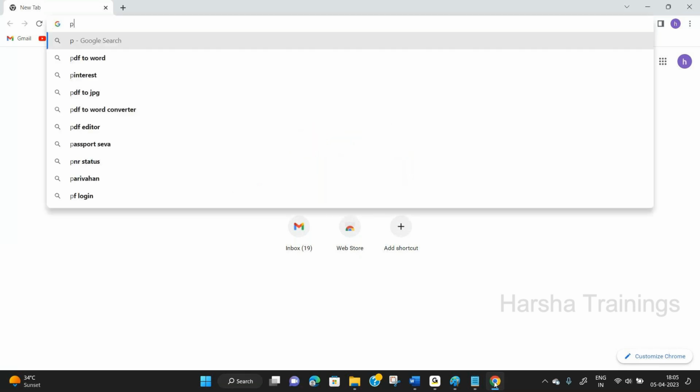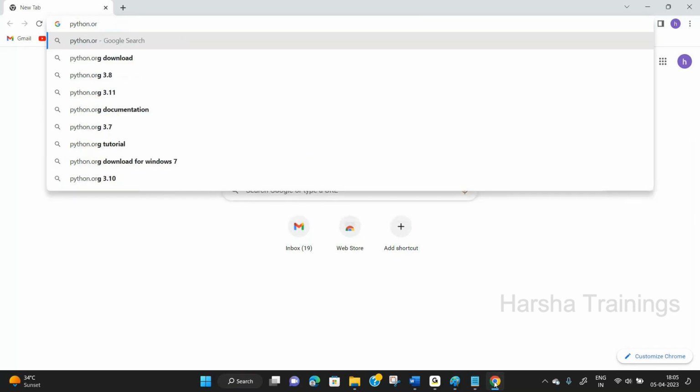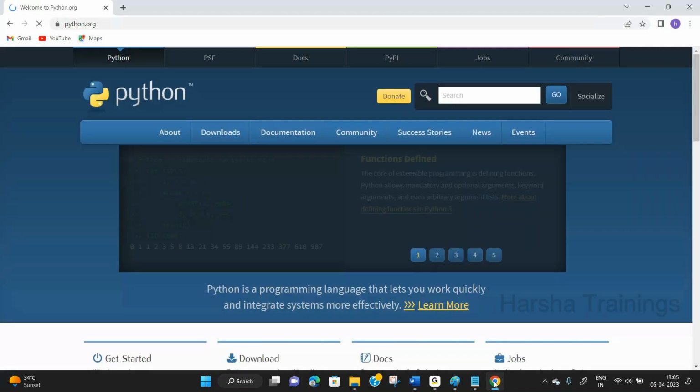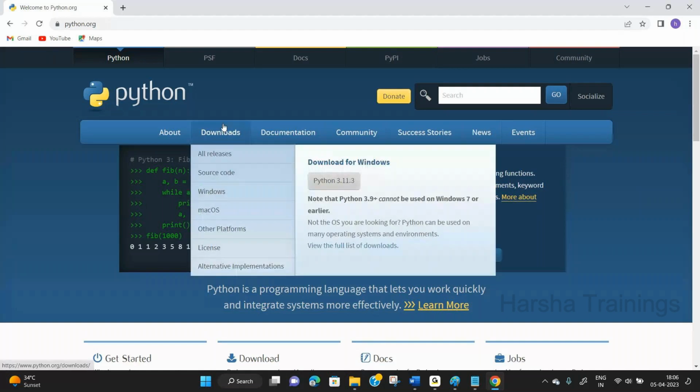Official website: python.org. Remember, python.org. This is the official website. From this website only you have to download. Press enter. Okay, so this is the home page, whenever you move to python.org. Now see here, we have one option, Download is available.